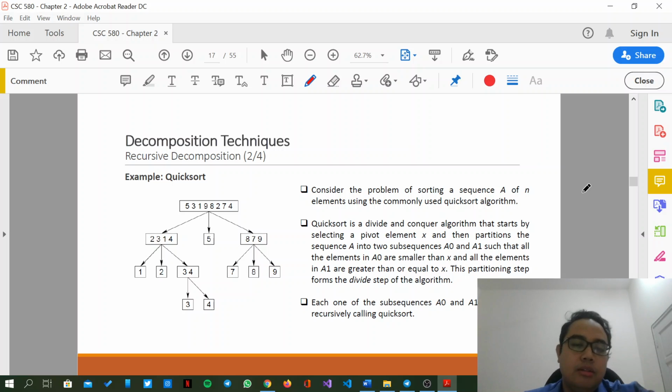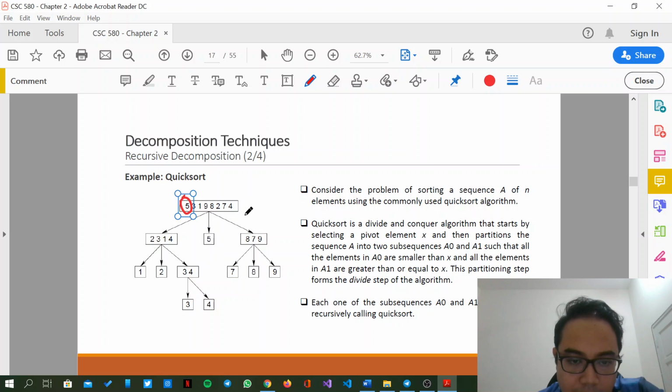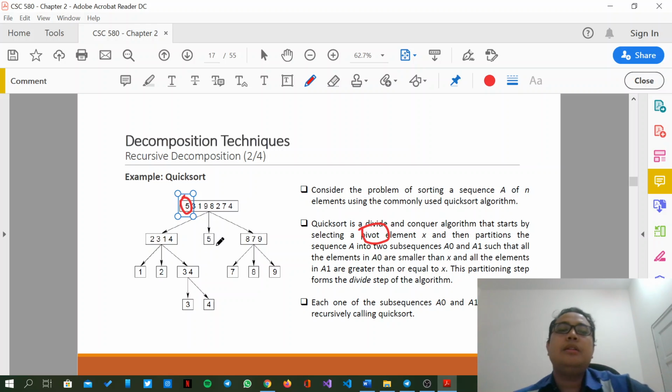Okay, for example kita tengok quicksort. Here quicksort kita tengok. So we have this number. So macam mana nak perform quicksort? Kita akan select the first one as the pivot. Okay, we call this pivot. Okay, so buat turun dari 5. So anything less than 5 will go on the left hand side. Anything larger than 5 will go on the right hand side.